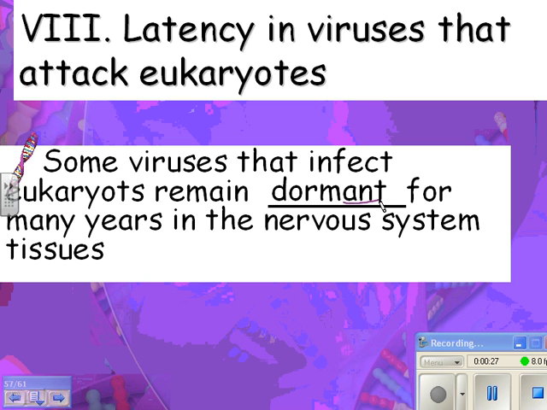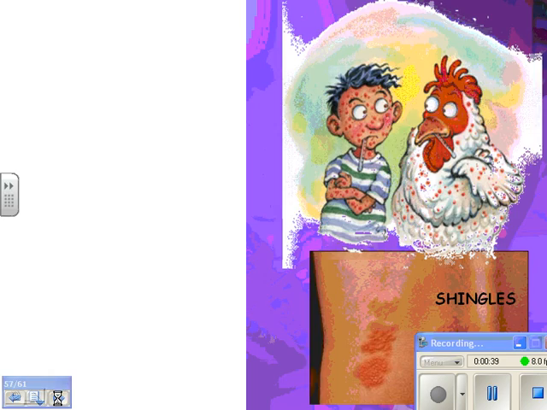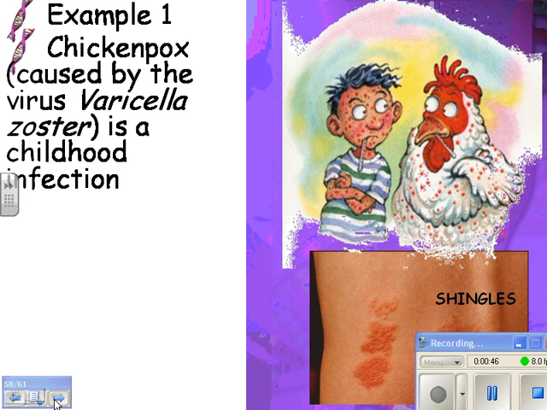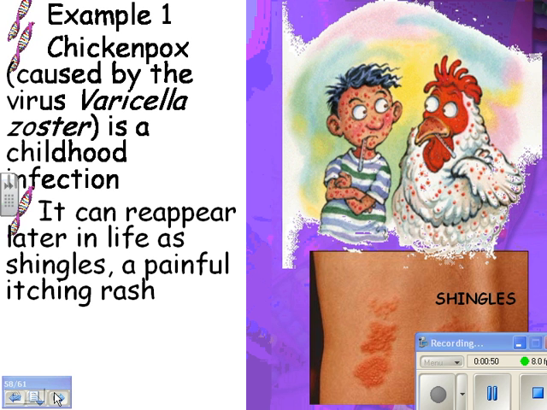If you don't know the word dormant, that means inactive, so you can write that word in instead. So here's one example. This is chickenpox caused by a virus called varicella zoster, and it's an infection that typically occurs in childhood. And since they've been vaccinating against it, it doesn't appear that much anymore, but some people still get it. It can reappear later in life as shingles, which looks more like that.